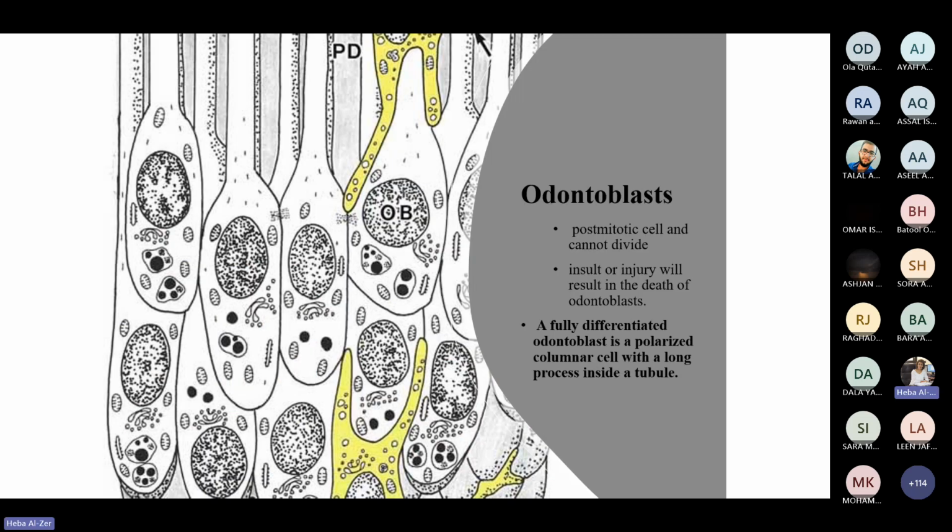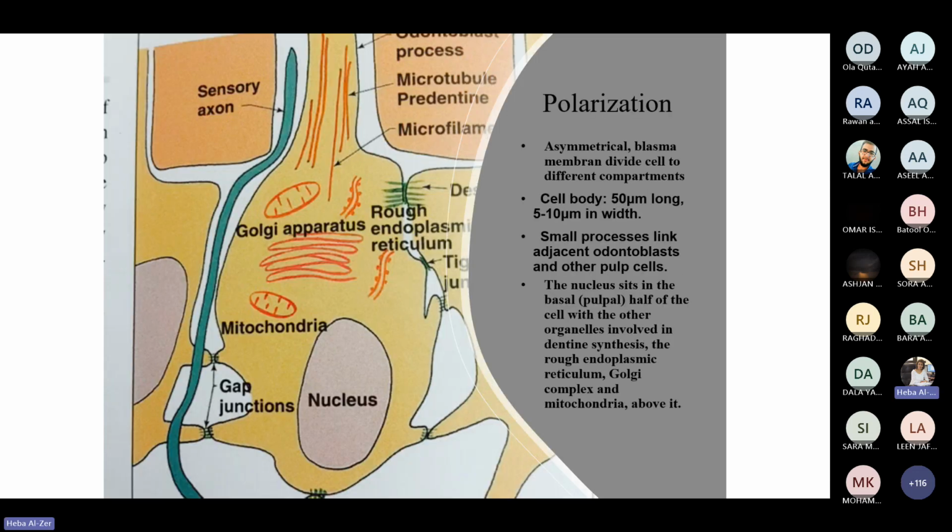So the odontoblasts, as you can see here, are columnar, polarized cells. Actually, they are fully differentiated cells, which means if they are insulted or injured, they die; they cannot divide. What does the polarization mean? It means that the plasma membrane has some invaginations which divide the cell into different compartments that have different functions. As you can see here, the nucleus is in the basal area of the cell, and the secretory organelles are at the top. So they perform their function in secreting dentine.